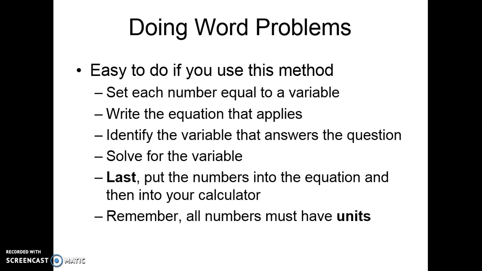Identify the variable that answers the question. The question will say something like, what is the final pressure? So circle it. Then solve the equation for that variable, meaning that you rearrange the equation until you get that variable all by itself, equal to something else. Last of all, put the numbers into the equation and then into your calculator. Remember, all the numbers must have units. The units will help you think through the problems, because if the units don't work out, you have done something wrong.